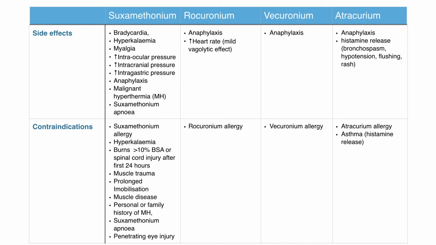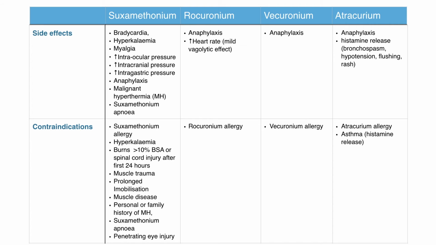Rocuronium tends to cause slight elevation of the heart rate due to its mild vagolytic effects, but this can be slightly advantageous. As I said, bradycardia is fairly common during intubation. Vecuronium is relatively stable and has minimal cardiovascular effects. I suppose the main additional side effect to anaphylaxis with atracurium is histamine release, and this can cause bronchospasm, hypotension, flushing and rash, so it should generally be avoided in asthmatics.